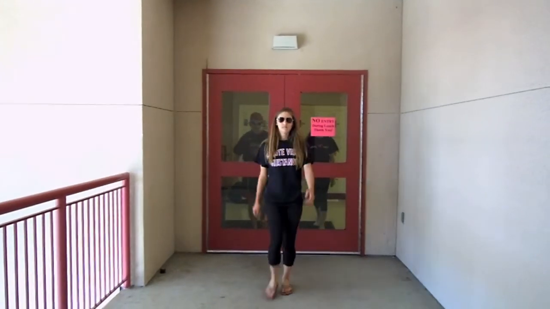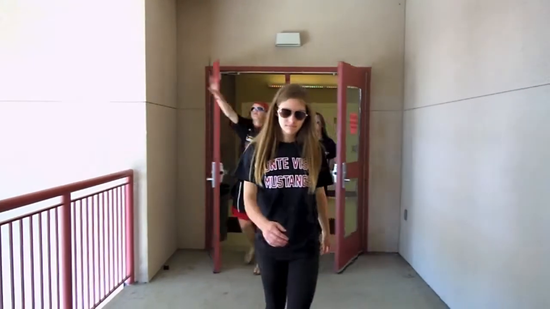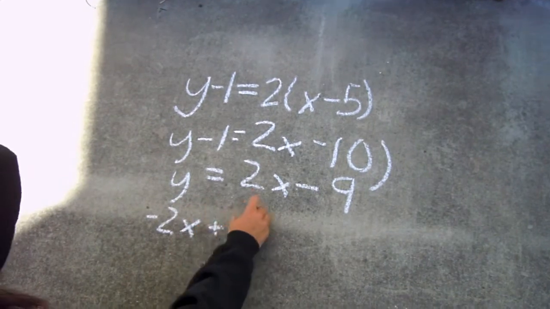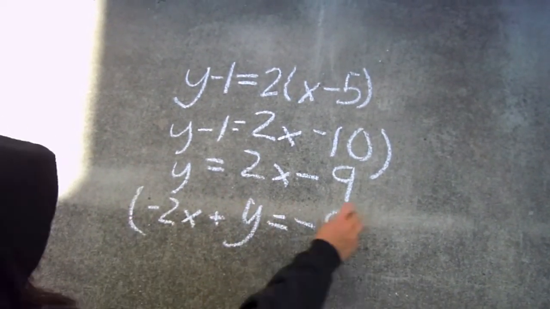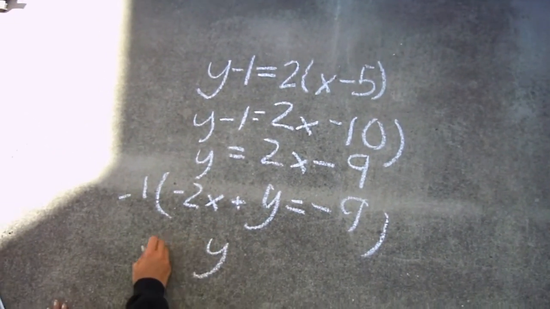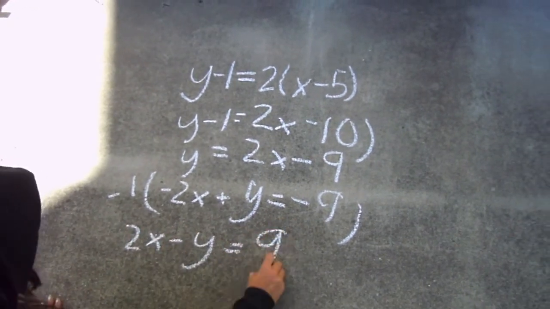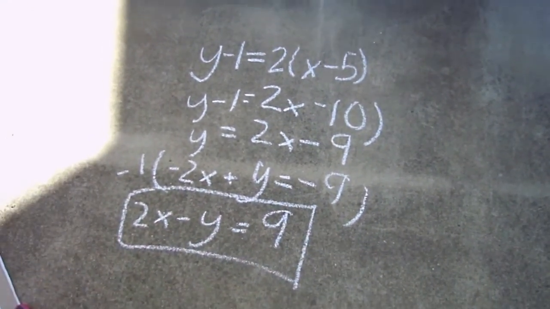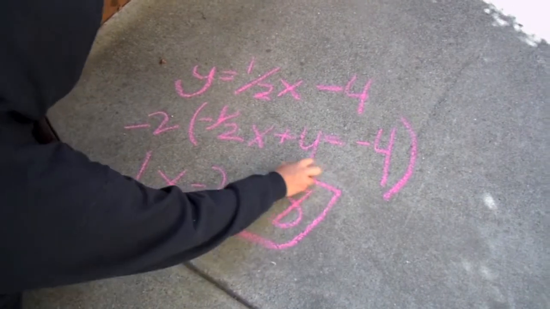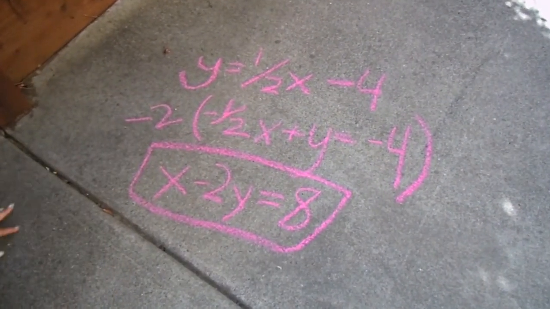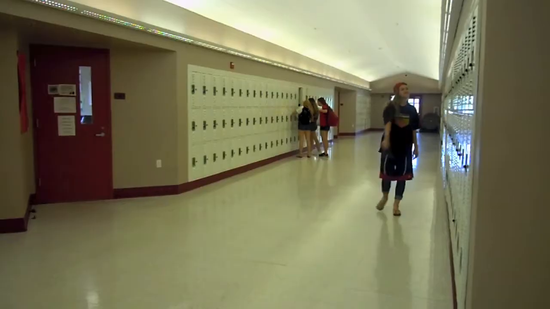Taking any equation and turning it into standard form. For example, this equation that's in point-slope form, distribute and add 1 to both sides. Subtract and multiply, now you're done. Here's another problem, subtract and multiply. Now it's completely in standard form.